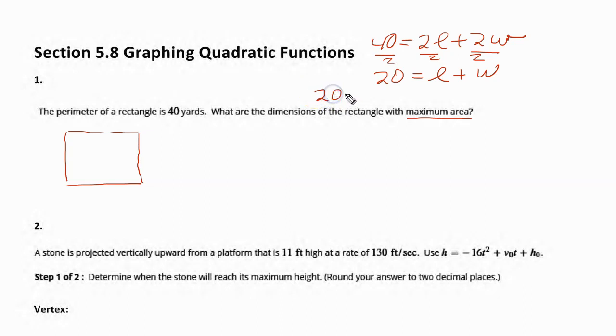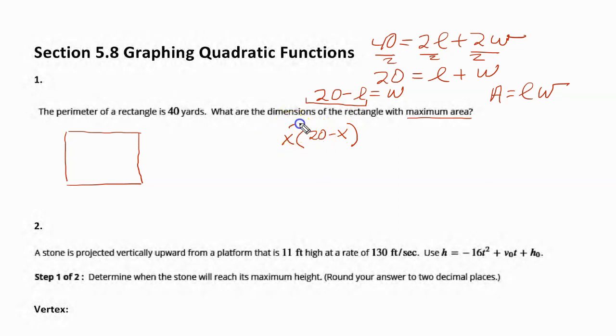20 minus L equals W. Now again, we're looking for maximum area, so we're going to need the formula area equals length times width. Well, this is our width, and there's our length. We can change that to x if you'd like, and it would be x times 20 minus x, to keep it in harmony with what we've been doing.